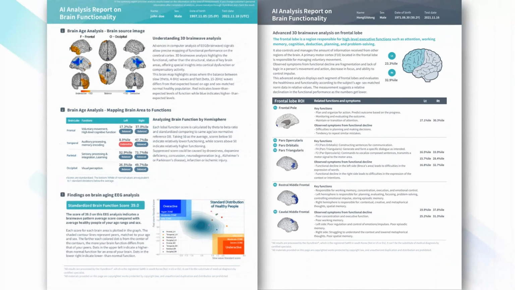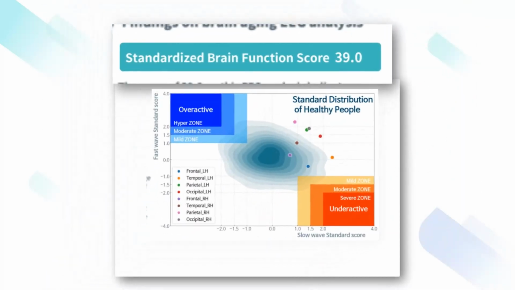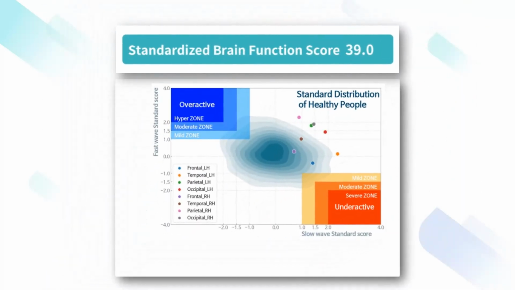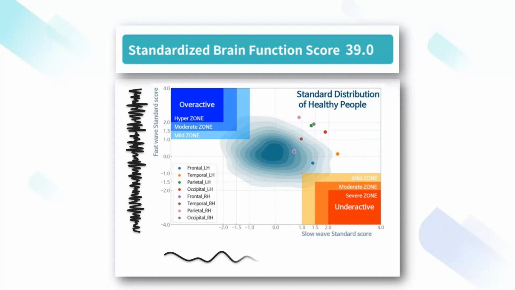And the last section on this first page starts with our standardized brain function score. This is just an average of your entire brain, again with 50 being completely average, higher more overactive, lower more underactive. Then we have this little scatter plot below, where on the vertical axis we have those fast beta waves, and on the horizontal axis we have those slow theta waves. And then each one of these little dots is one of your lobes, right or left hemisphere, plotted against that blob, which is the standard distribution of healthy people.